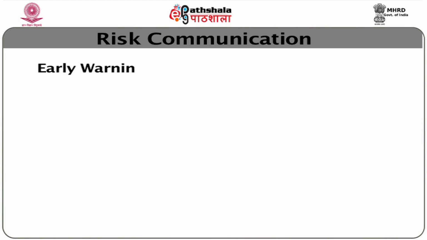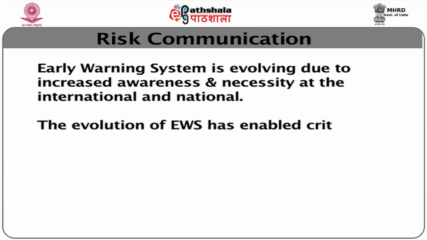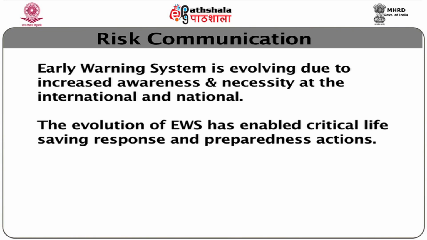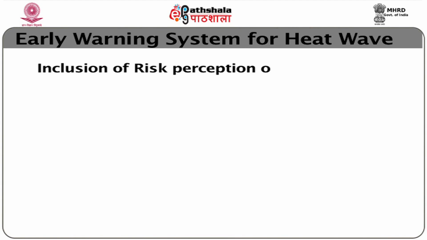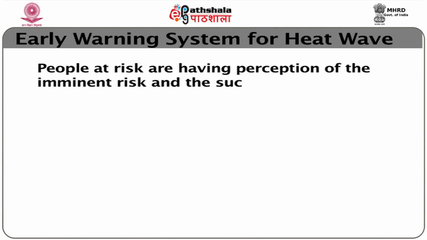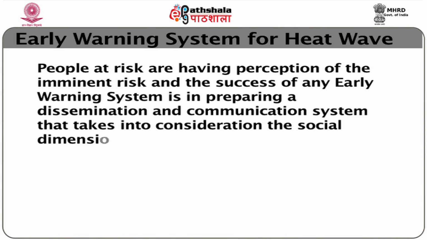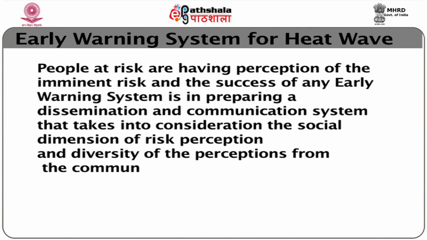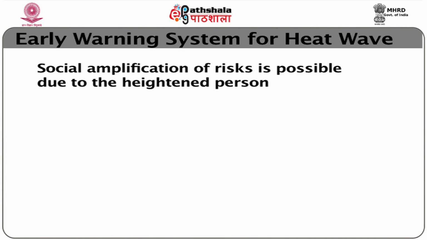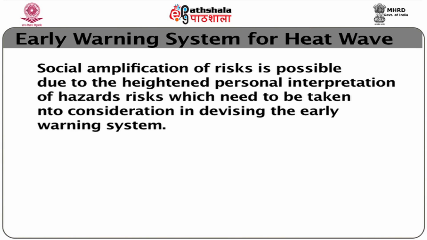Risk communication. Early warning system is evolving due to increased awareness and necessity at the international and national level. The evolution of EWS has enabled critical life-saving response and preparedness actions. Inclusion of risk perception of the potentially affected community is much required for effective communication of risk conditions. People at risk have a perception of the imminent risk, and the success of any early warning system is in preparing a dissemination and communication system that takes into consideration the social dimension of risk perception and diversity of the perceptions from the community. Social amplification of risk is possible due to the heightened personal interpretation of hazard risk, which needs to be taken into consideration in devising the early warning system.